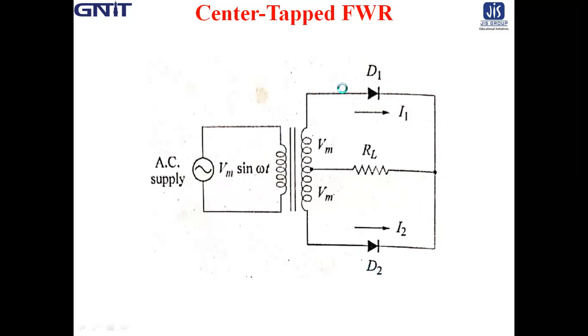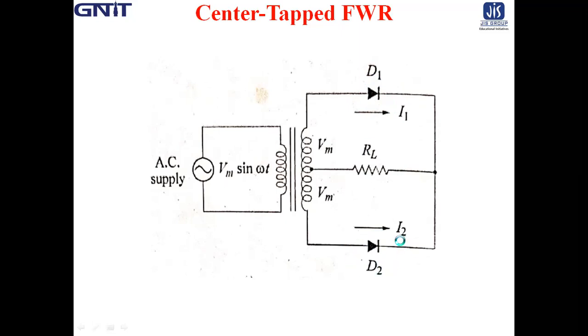So in the positive and negative half cycle of the input signal, we get the output in both the positive and negative half cycle of the input signal. In the positive half cycle of the input signal, we get the output due to diode D1, because diode D1 is in forward bias and D2 is in reverse bias. But in the negative half cycle of the input signal, diode D2 is in forward bias and D1 is in reverse bias. So for the negative half cycle of the input signal, we get the corresponding output due to diode D2.